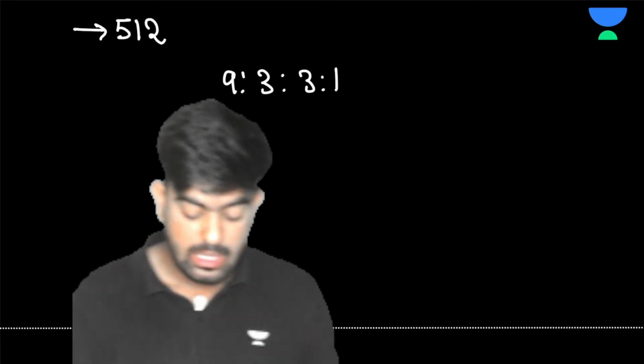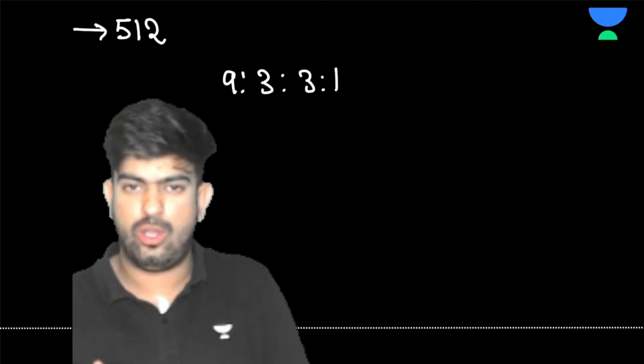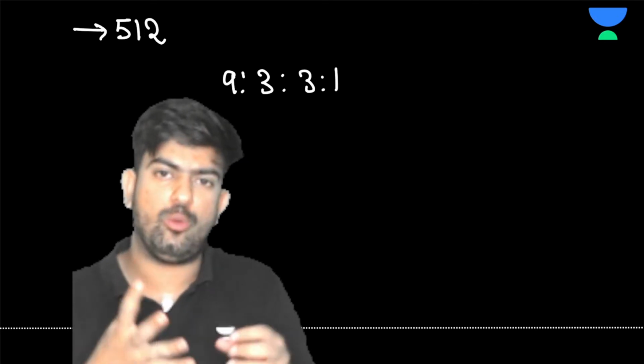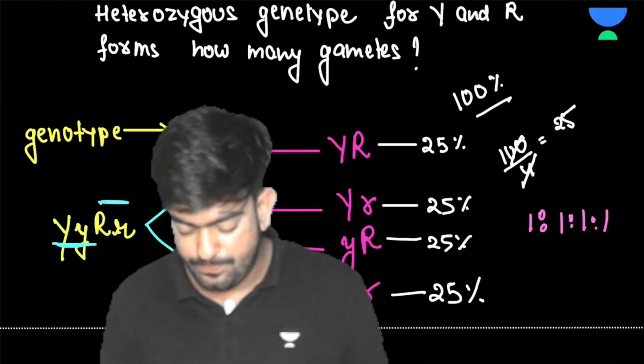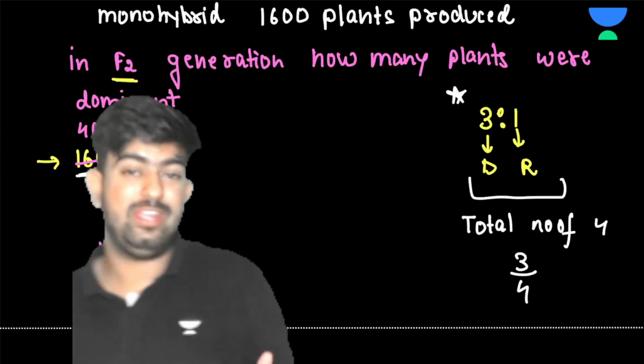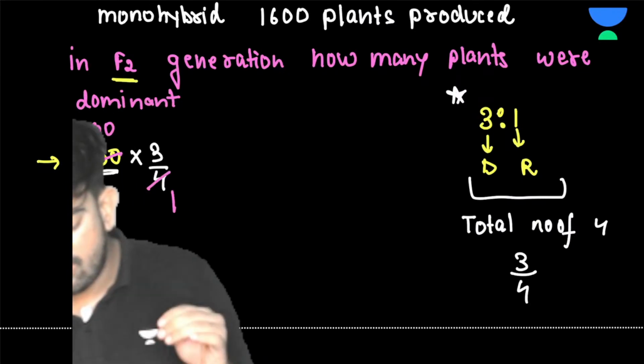Now, this was the ratio. The 9 is where all the characters, like the yellow and all those things, show their dominant phenotype. So in 9, all of them were dominant. Do you remember this question? We did it: 3/4 into 1600. So similarly, how are we going to solve this question here?